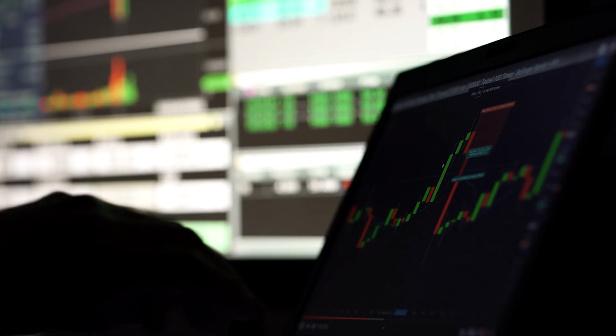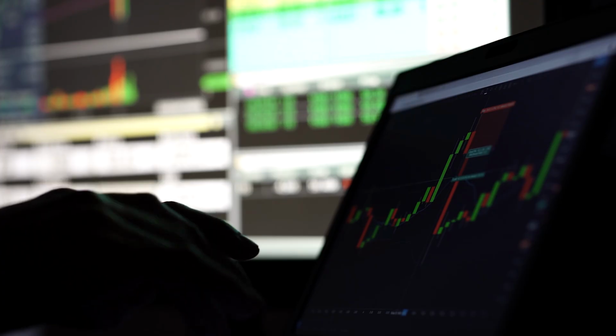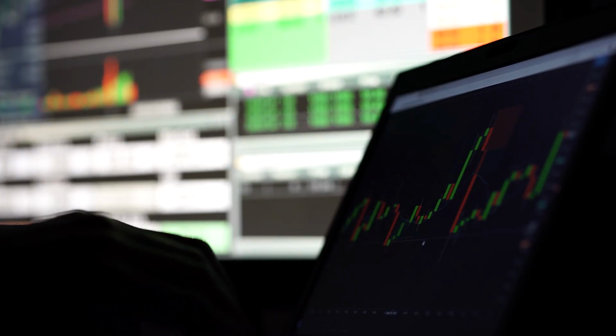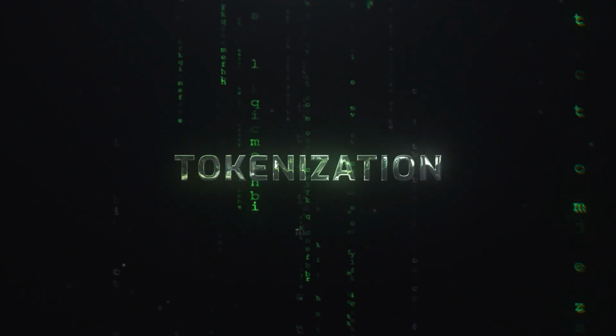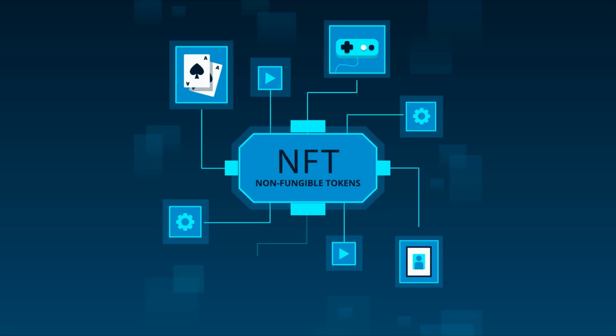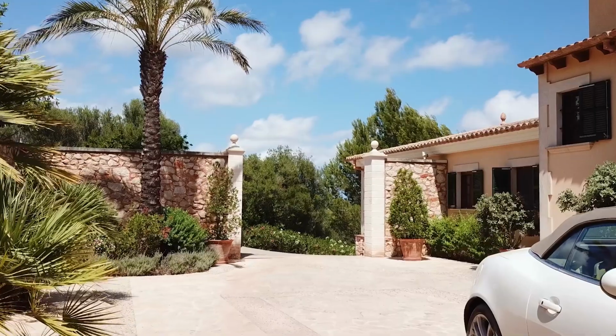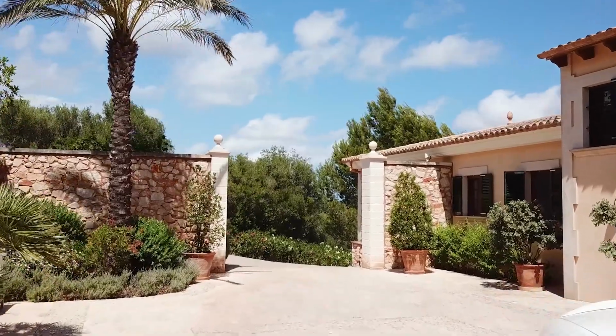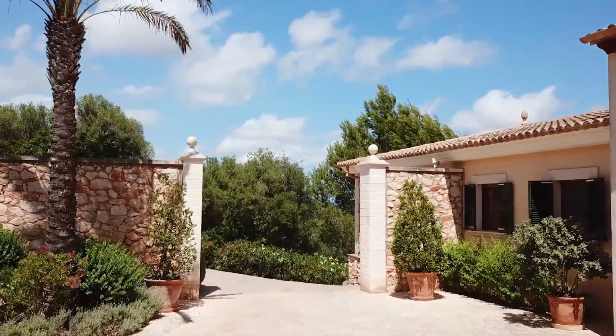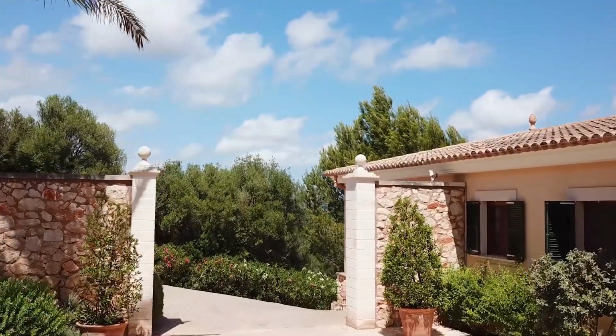Five building blocks of real-world DeFi. Here are the five key concepts that power DeFi's expansion into real-world use. First, tokenization. The process of turning real-world assets into blockchain-based tokens. Example: turning a $200,000 house into 10,000 tokens, each worth $20.